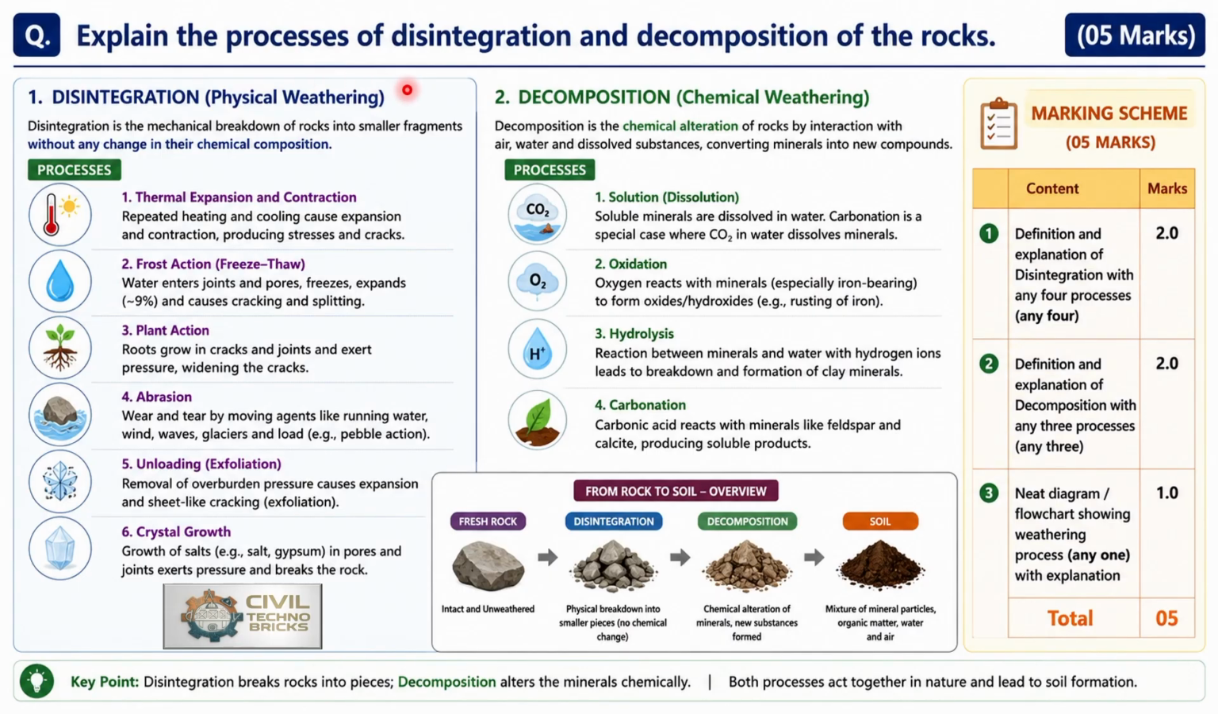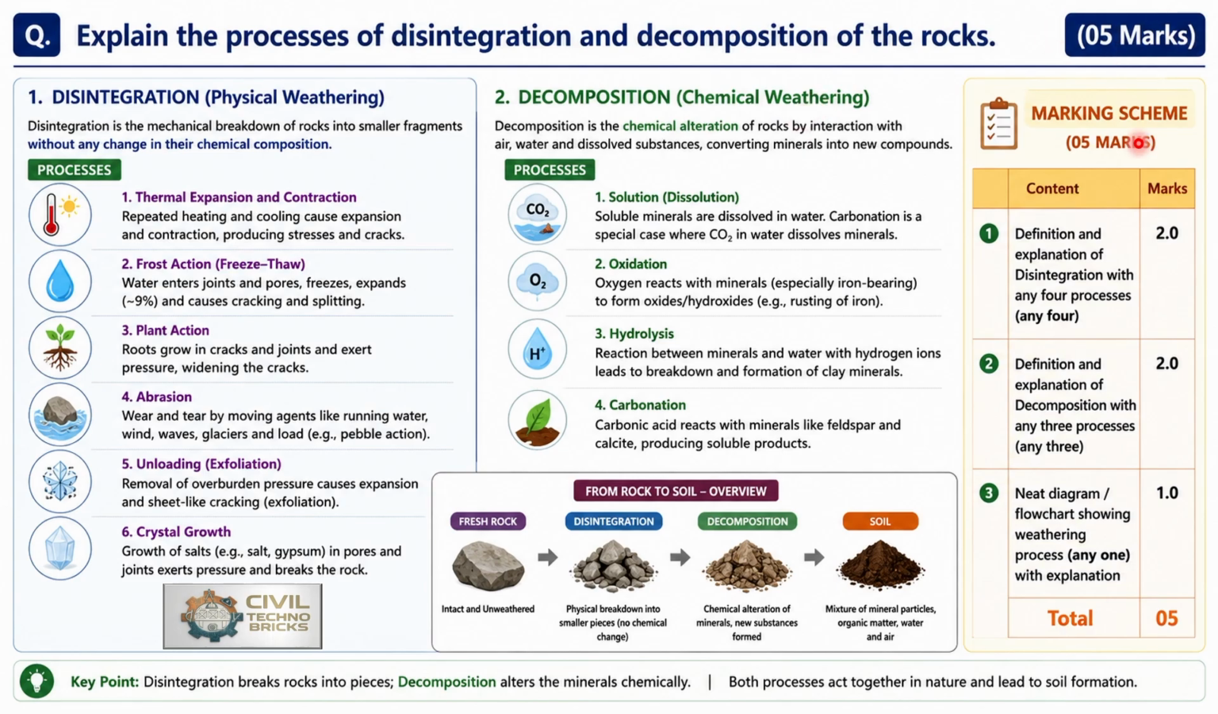The next question is related to disintegration and decomposition. Rocks undergo natural phenomena where we have to explain the process of disintegration and decomposition of the rocks. Here are the two phenomena: disintegration, which is physical weathering of the rocks, and decomposition, which is chemical weathering of the rocks. Basically we have to check the weathering effect of physical activity, man-made activity, or chemical activities, for 5 marks.